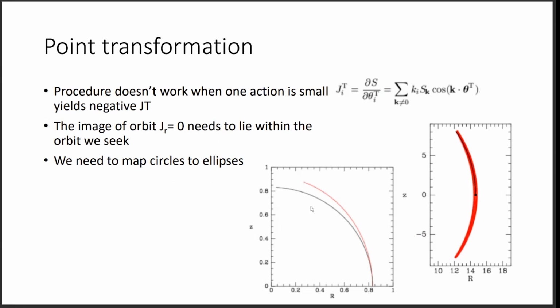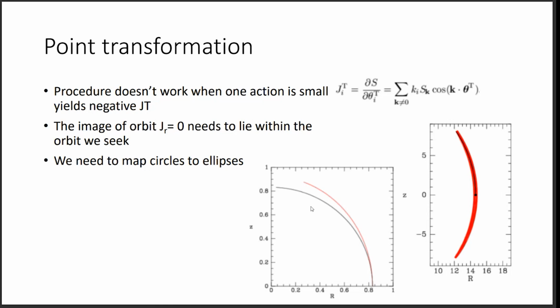Okay, now that is almost all you need to know. But there is a slight complication: you can see that this procedure isn't going to work when one of the actions is small. This equation is just pointing out what we already know, that J_i toy is equal to... in the event that the true action, the ith action, vanishes. Suppose one of the actions vanishes, the orbit you're trying to find. Suppose the radial action vanishes.